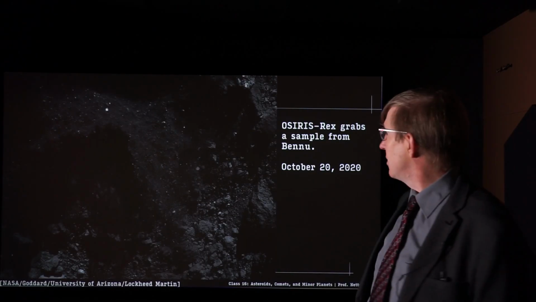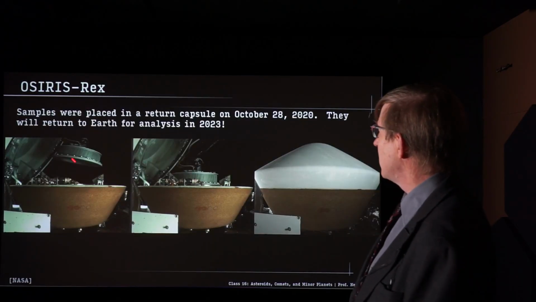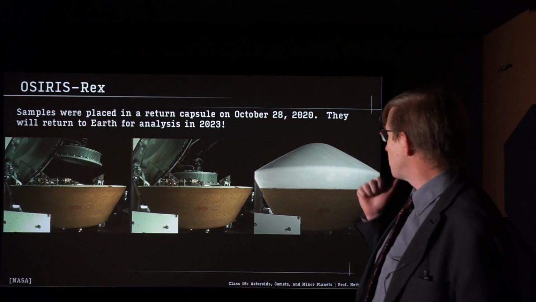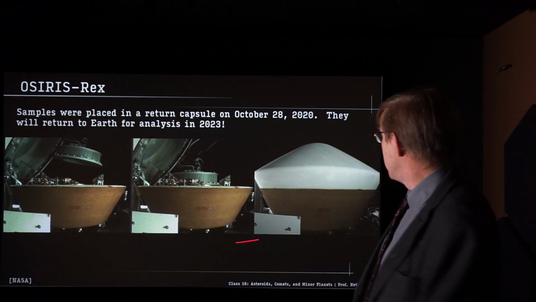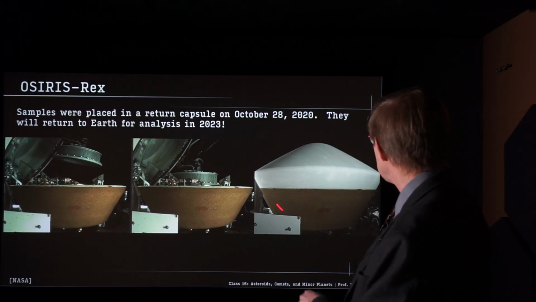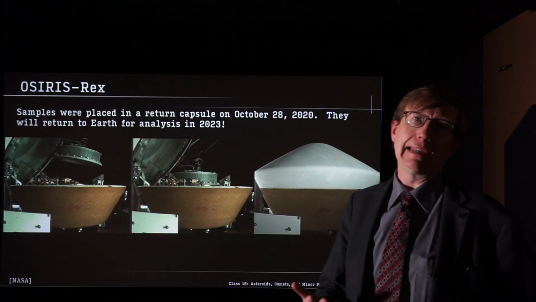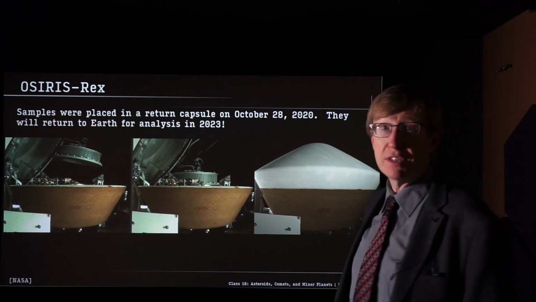Here are some cool pictures. There they are, putting the sample thing into the sample return container and closing it up. And now it's ready to come back to Earth. This is a heat shield here. This is going to make a re-entry into the Earth and land somewhere where they can pick it up and take the samples back for study.